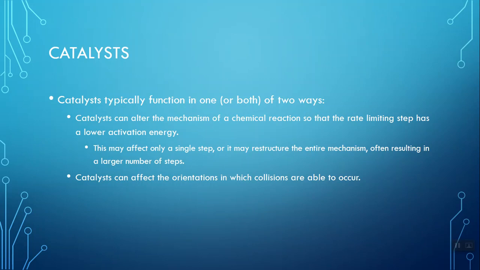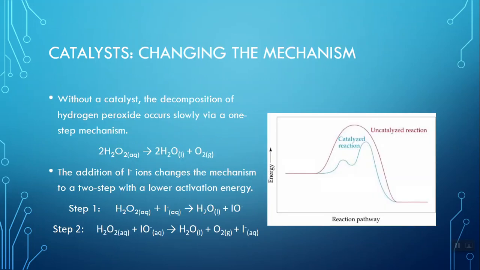So let's look at an example of each. First up is changing the mechanism. So without a catalyst, this reaction, the decomposition of hydrogen peroxide, occurs pretty slowly via a one-step mechanism. If you've ever seen a bottle of hydrogen peroxide or bought one at the store, it's commonly used for disinfecting and stuff around the house. It usually comes in a dark brown, completely opaque bottle. And the reason for that is that one catalyst for this reaction is actually light. The right wavelengths of light will make this reaction go faster.